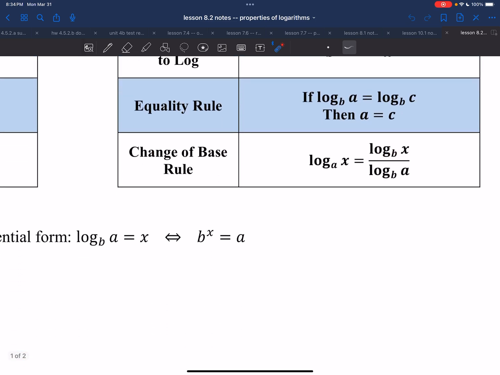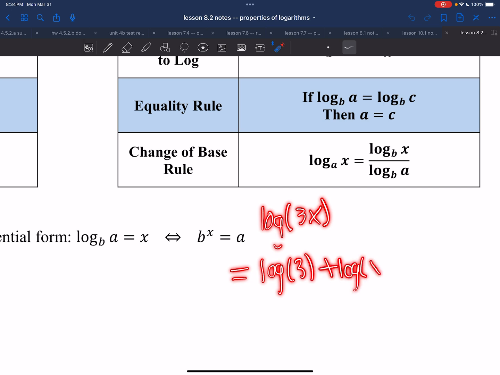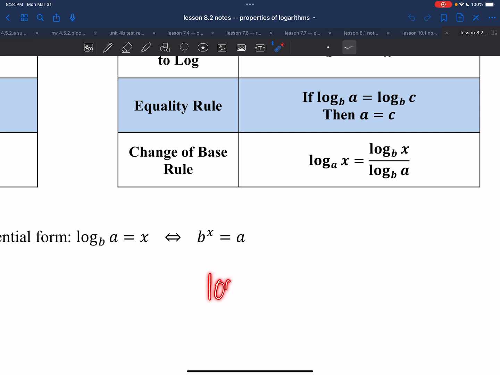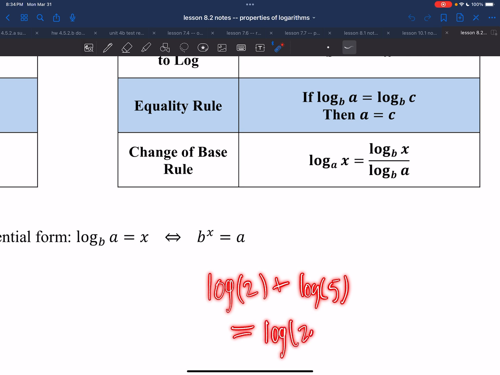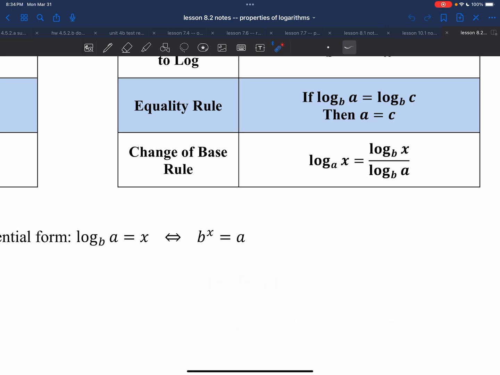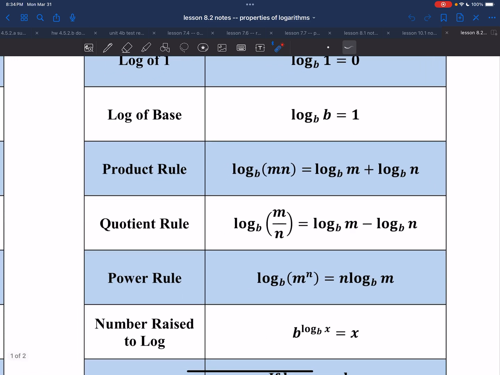Here's an example. If you had log of 3x, you could separate this into log of 3 plus log of x, because 3x is connected through multiplication, thus they're separated like this. Another example is if you had log of 2 plus log of 5, then you could combine these logs to make log of 2 times 5, which would be log of 10. Also, we know log of 10 because log base 10 of 10 is 1. So this is an example of the product rule.